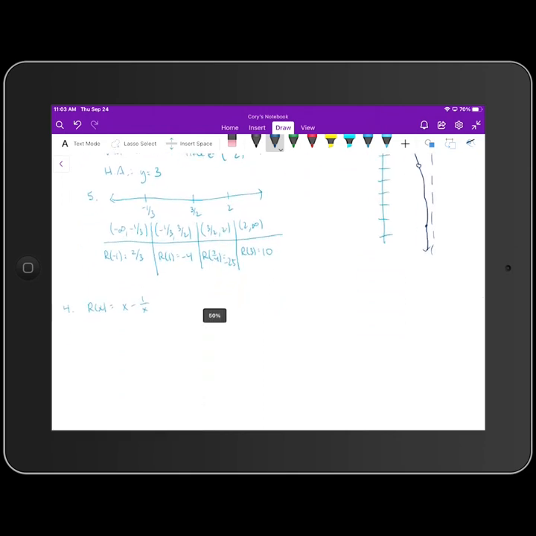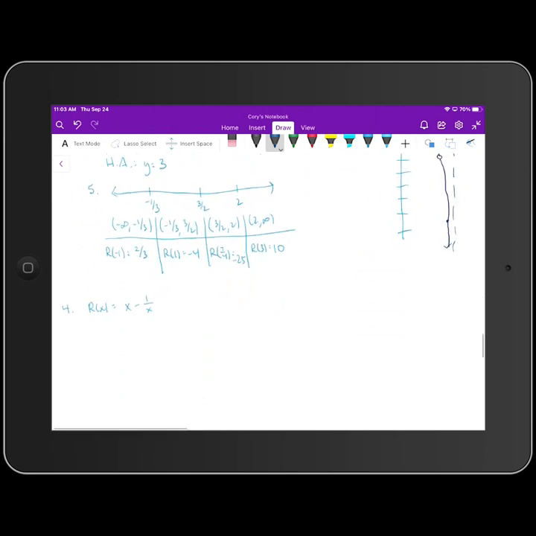Okay, let's do number 4. So for number 4, we have the rational function r of x equal to x minus 1 over x. So again, this rational function here doesn't look like the other ones that we've looked at. The rational functions that we've looked at have been combined into a single fraction. So I want to combine this into a single fraction.